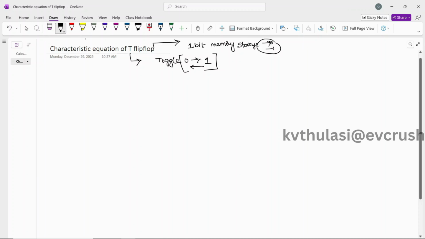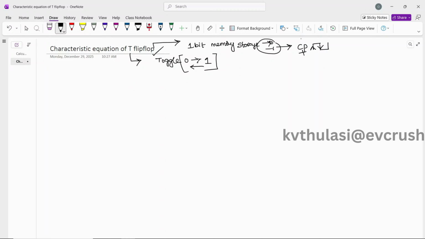If this flip-flop has to function, then we need to have a clock pulse. That may be level triggered, or positive edge triggered, or negative edge triggered. So when you have a clock pulse and when you have the memory storage, then this is called a flip-flop. Now let us try to see the characteristic equation.